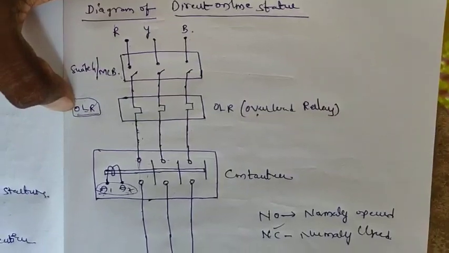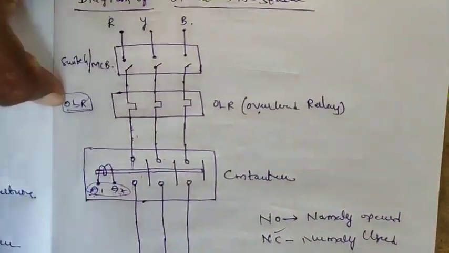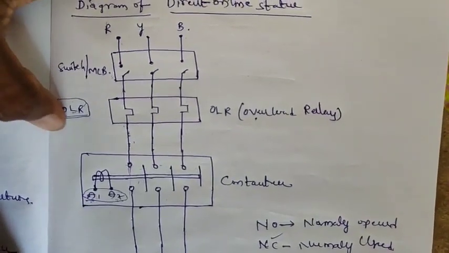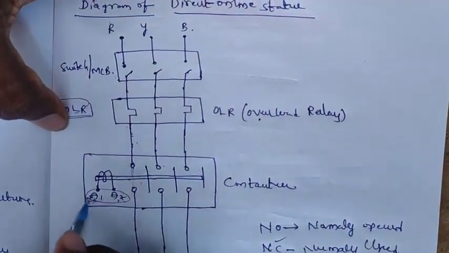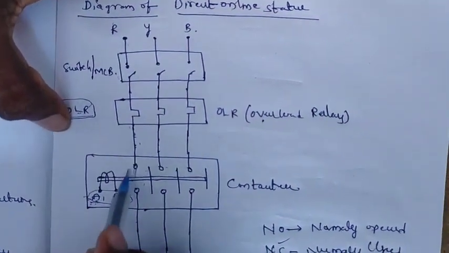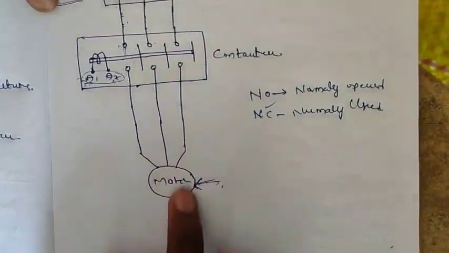This is the OLR, overload relay coil. The purpose of the OLR is to disconnect the motor when it is overloaded. So when we give supply to A1 A2, it will be magnetized and the contacts will be closed, and the motor will take supply.